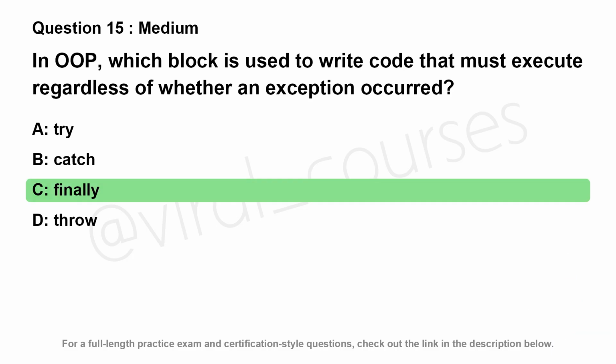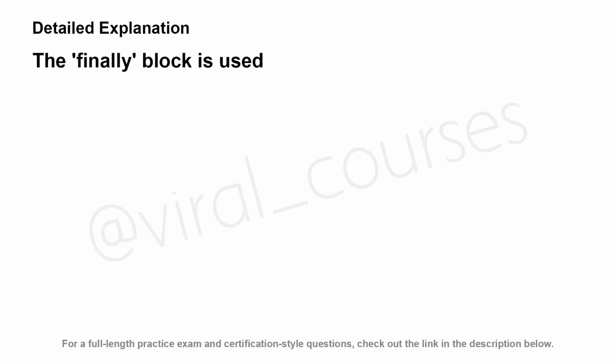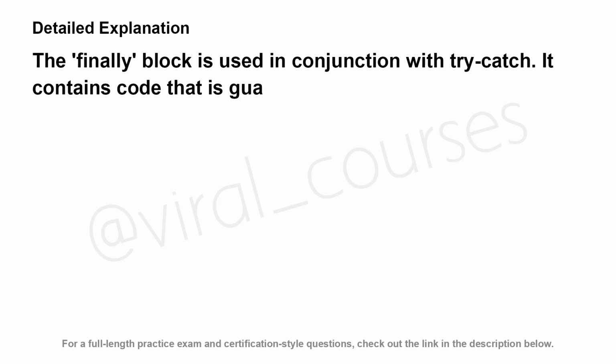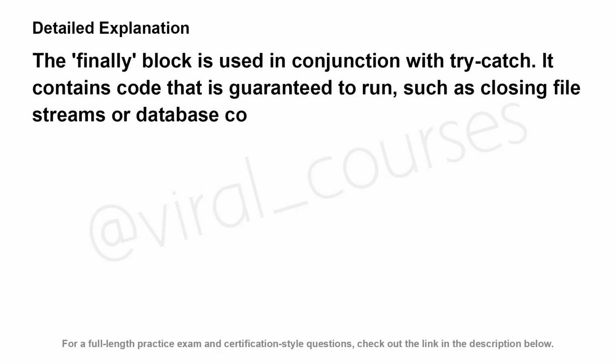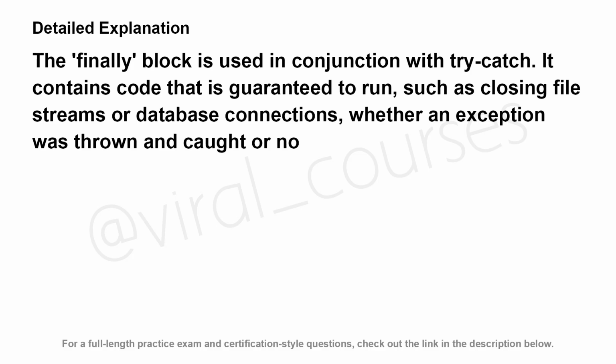The correct answer is C. The finally block is used in conjunction with try-catch. It contains code that is guaranteed to run, such as closing file streams or database connections, whether an exception was thrown and caught or not.